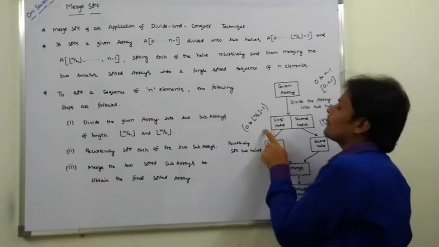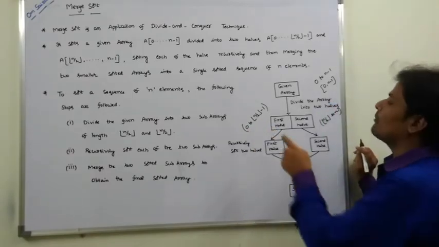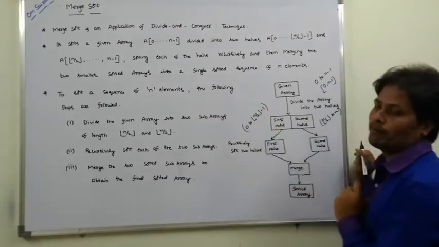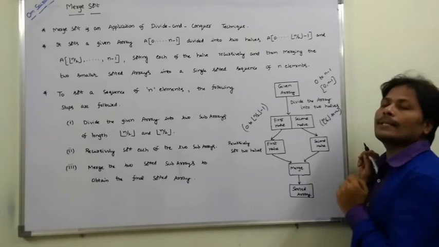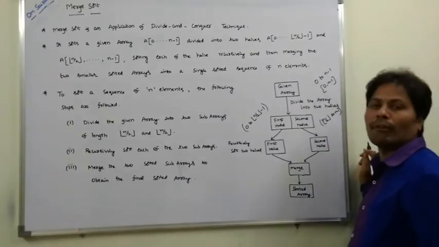What is the range of the first half? 0 to the mid value, and the mid value is nothing but n by 2 minus 1, so 0 to n by 2 minus 1. Next, what is the range of the second half? n by 2 to n minus 1.